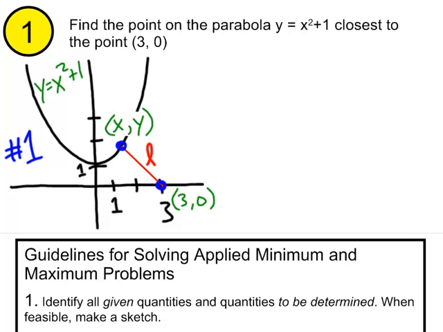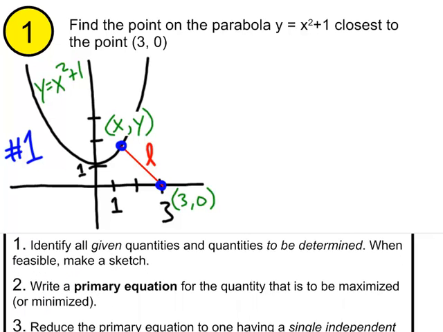So step number 2 is where we write a primary equation for the quantity that is to be maximized or minimized. And in this case, minimized. So here, the quantity that we want to make as small as possible is that distance L. And we're going to use the distance formula, which I hope you recall is really just a form of the Pythagorean theorem. So let's ask ourselves, what is the rise in this case? The rise is going to be the y value, right? Or more specifically, y minus 0. So I'll take that leg of the triangle, square it.